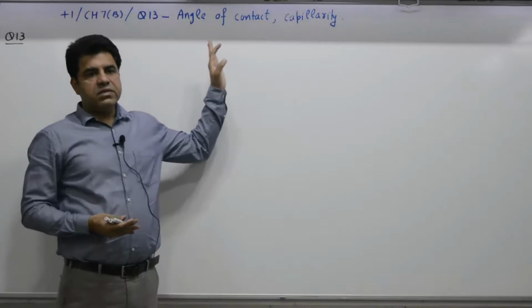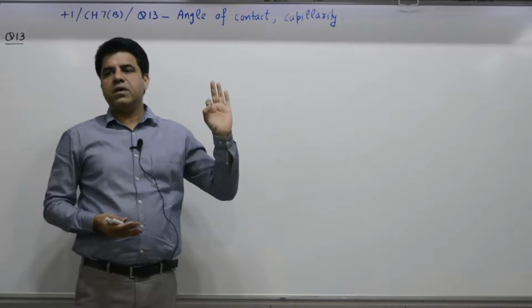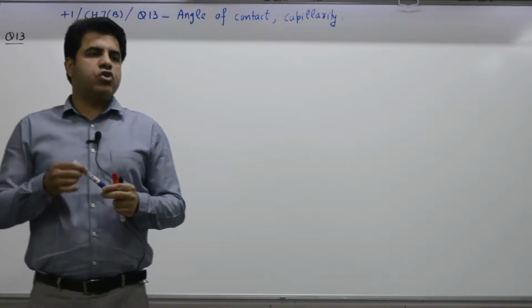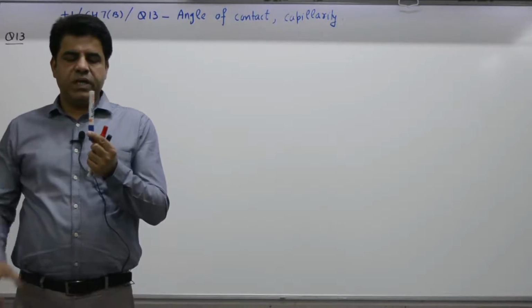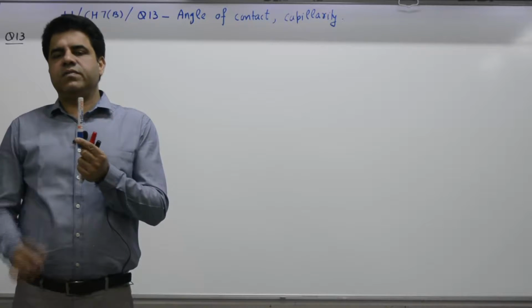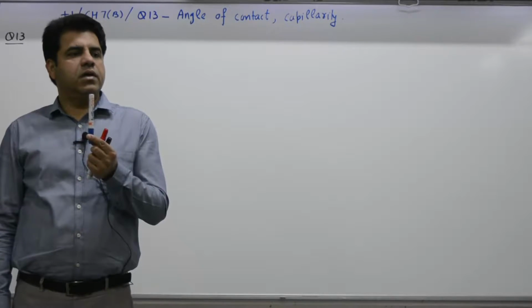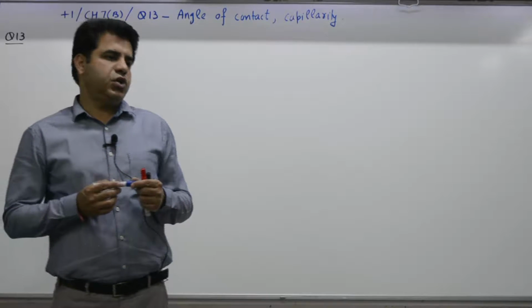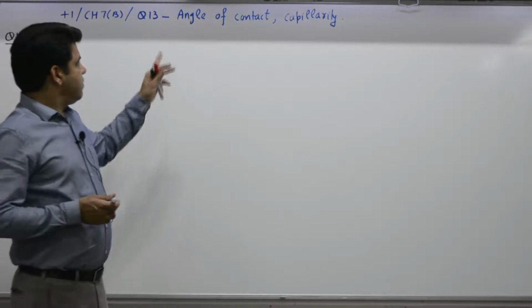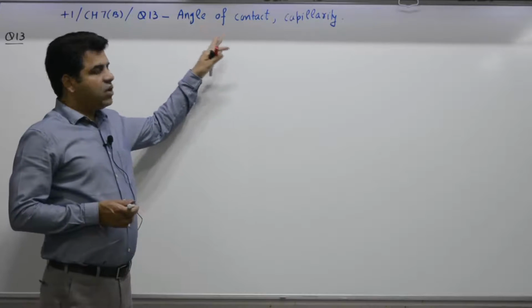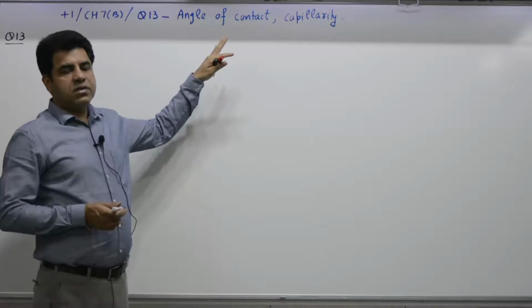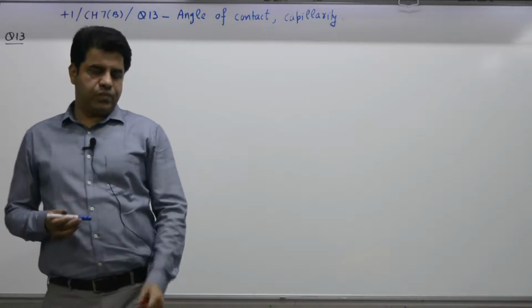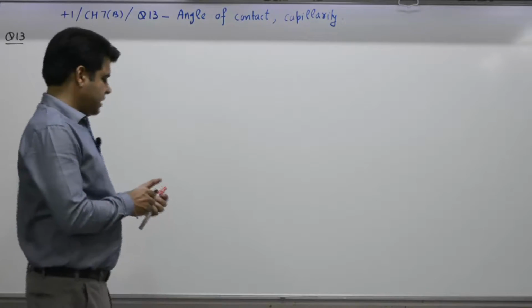Question number 13 deals with the angle of contact and phenomena of capillarity. If you have observed, if you place a straw in a cold drink, the water rises above. This phenomena is known as phenomena of capillarity, and the tube is known as capillary tube. By knowing this angle of contact, we can find out a relationship with the phenomena of capillarity also. So first part is what is angle of contact.